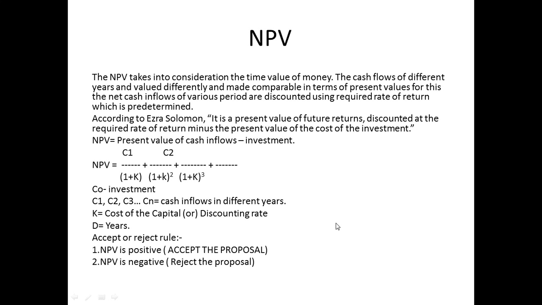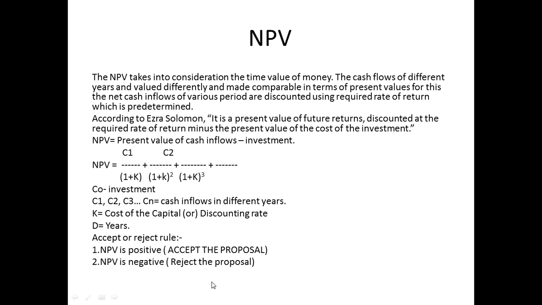The accept or reject rule of NPV is: when NPV is positive, you are going to accept the proposal. If you get a value more than 0, the proposal will be accepted. If it is less than 0, or negative, it will be rejected. So these are the two rules.